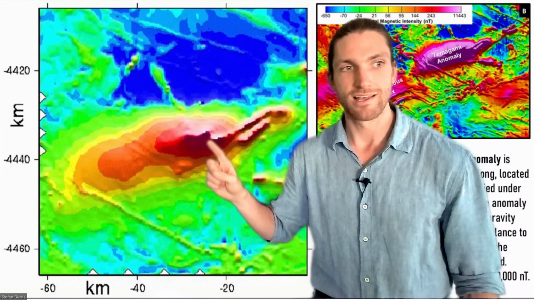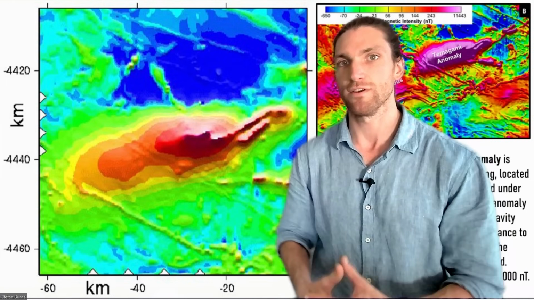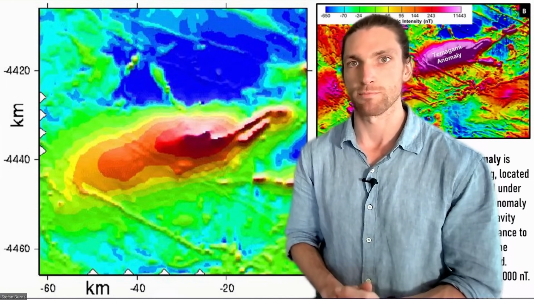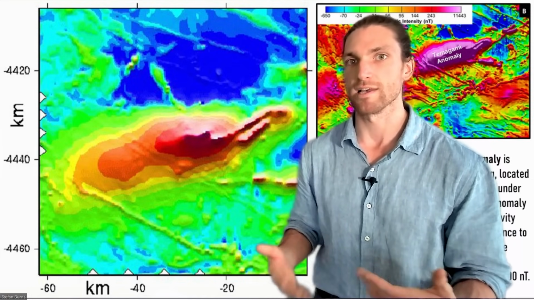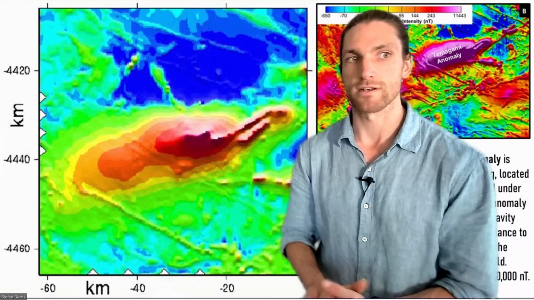So again, if you're on this part of Earth's surface, the magnetic field is going to be significantly different than it would be on other parts of the planet, where typically the magnetic surface anomaly makes up less than 1% of the magnetic field. But here it's a 10,000 nanotesla difference from normal.